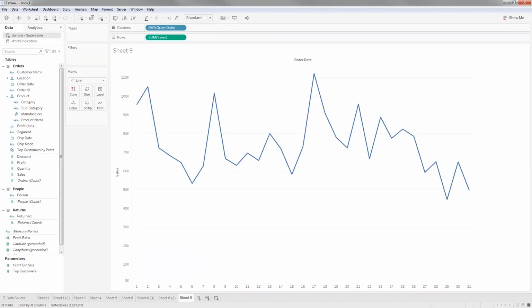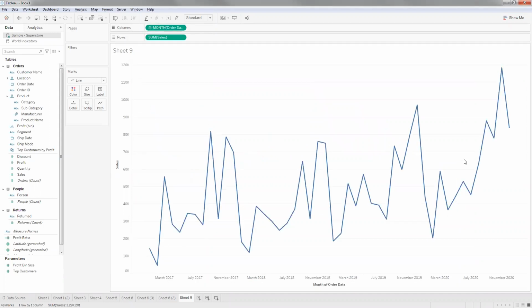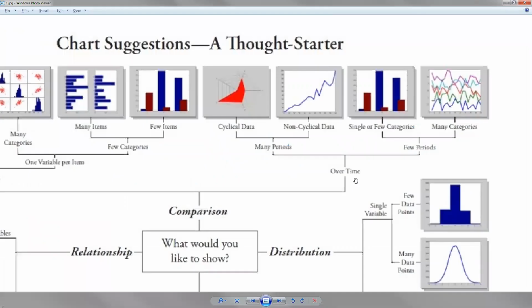And also let me just show a couple of quick other examples as well. Sales, not necessarily we have to go at a discrete level. We can go at maybe month level. Yeah, so this is also possible. So one other important point to note here is we are talking about over time, many periods, but non-cyclical data. There is a term called cyclical data and non-cyclical data.